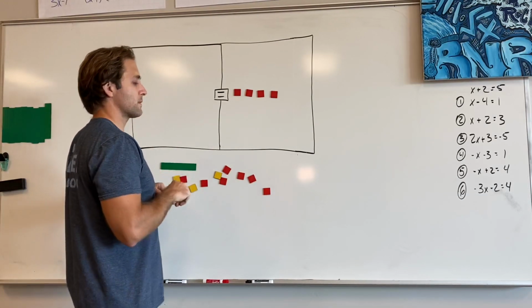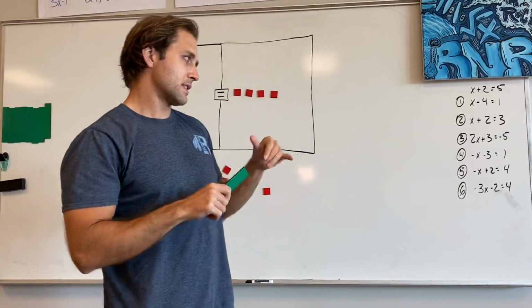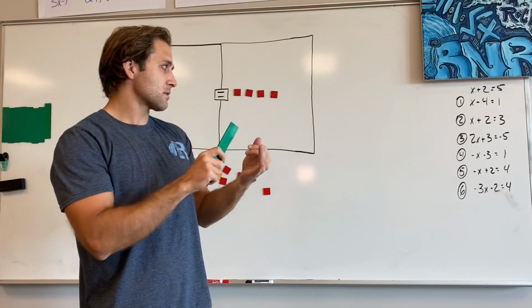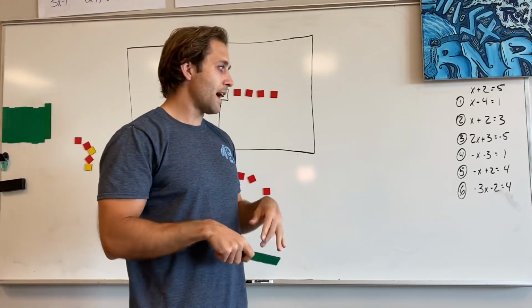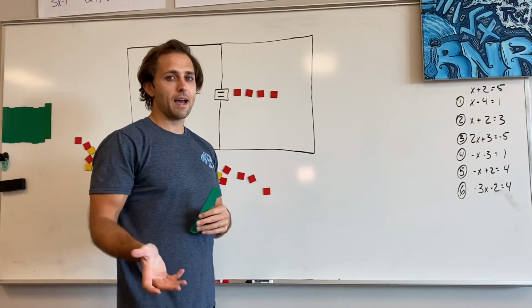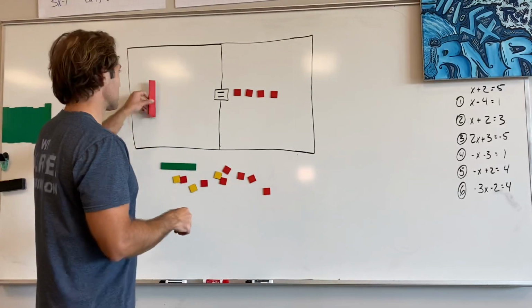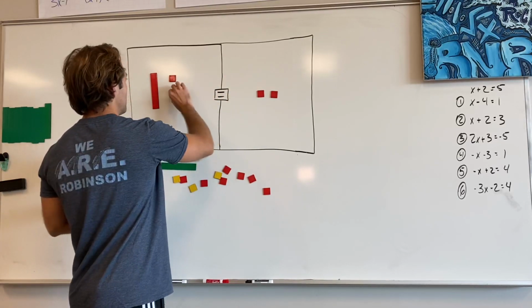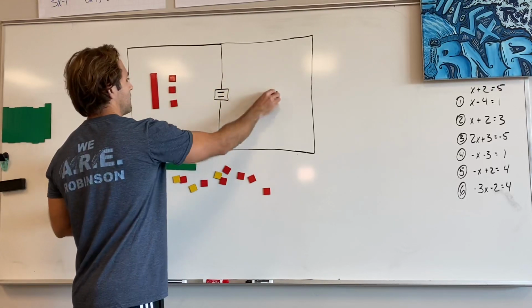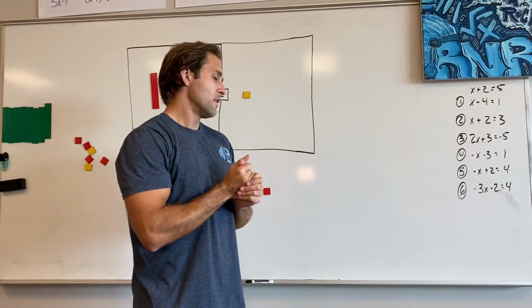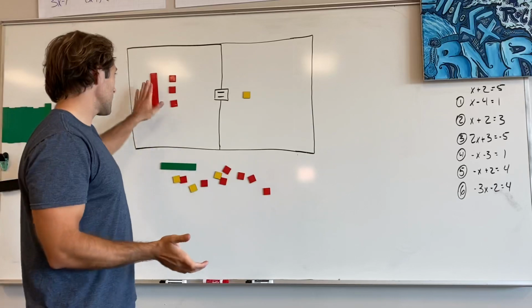Let's go to the next one. Now we've seen x has a coefficient of 1. We've seen x with a coefficient of 2. Now we're going to look at x with a coefficient of negative 1. What if we have negative x? So this is going to be negative x minus 3 is equal to 1.